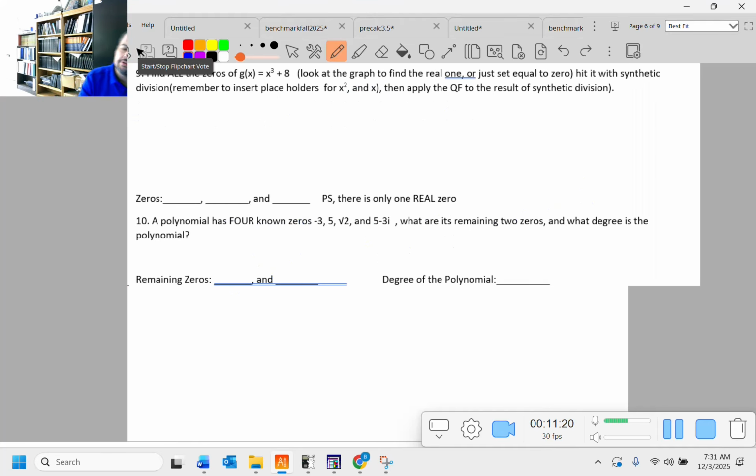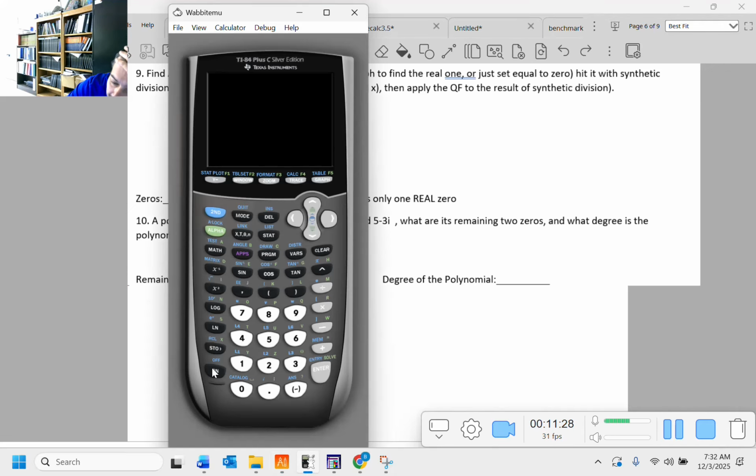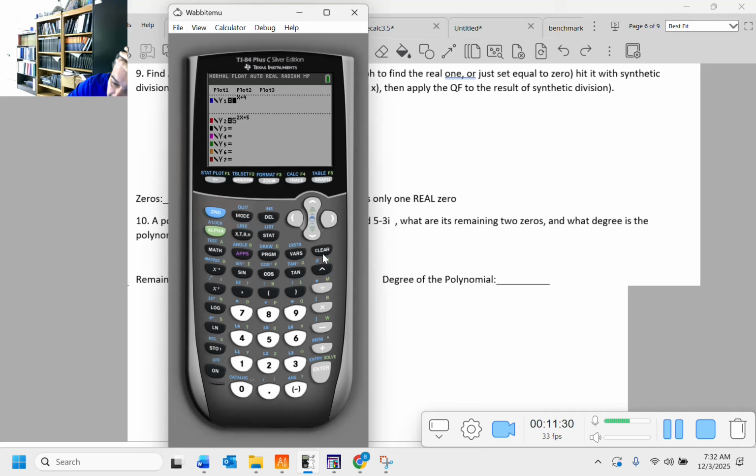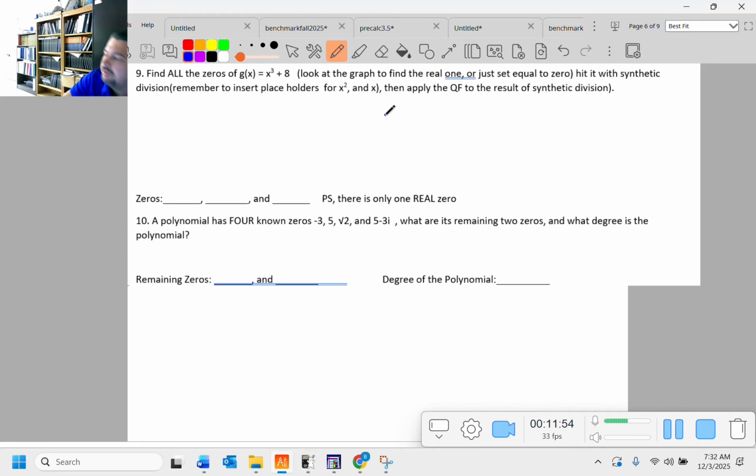All right, find all the zeros of g of x equals x cubed plus 8. It says go ahead and look at the graph to find the real one. This one does have some uglier imaginary answers. It'd be cool if you knew already that the real value of x was -2. You probably don't. But anyways, we're going to take a look at x cubed plus 8. The reason it's -2 is because -2 cubed is -8. -8 plus 8 is 0. And there you go. The real one from the calculator is x equals -2.